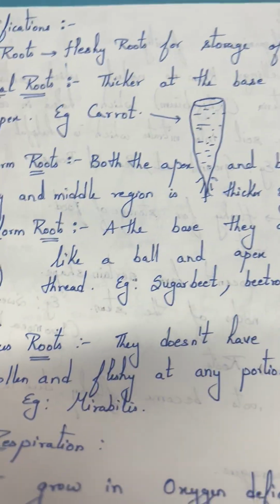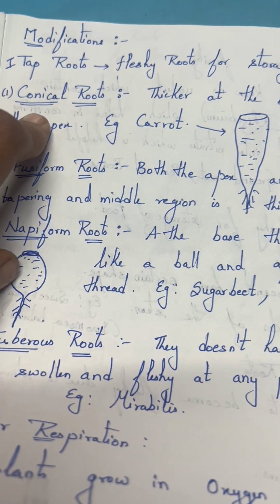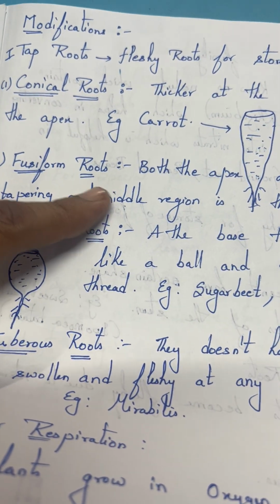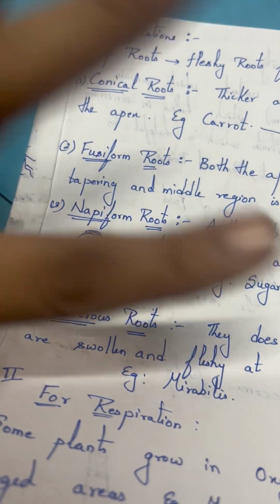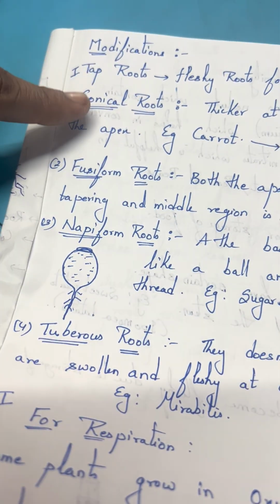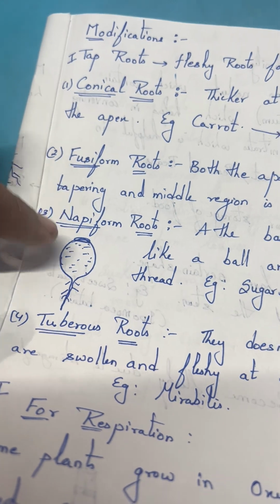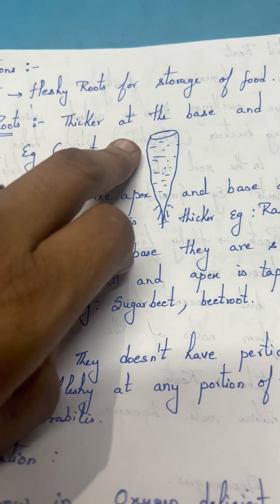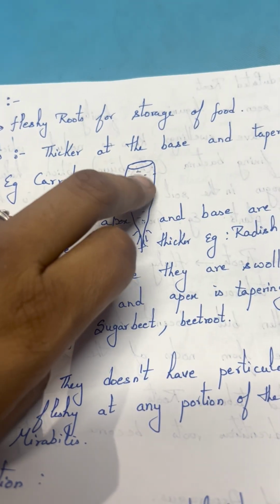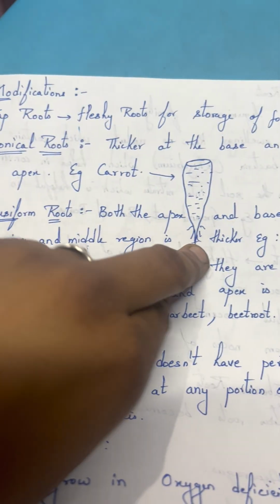Inside this category we have conical roots, fusiform roots, napiform roots, tuberous roots. Okay, four types. Firstly conical: thicker at the base and tapering at the apex.